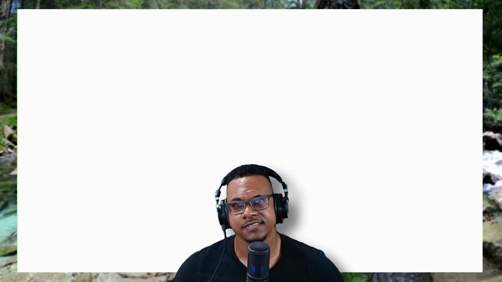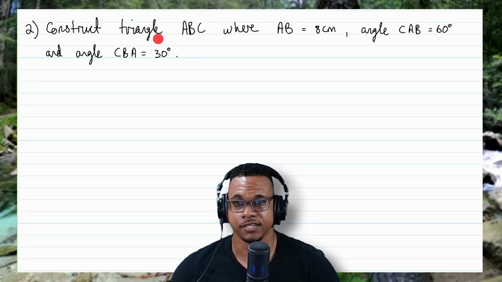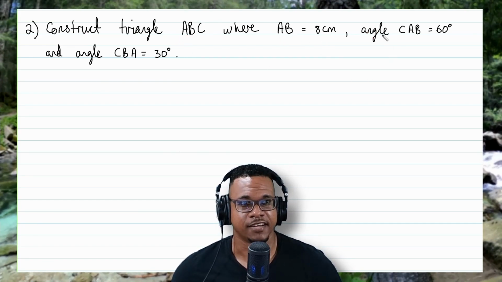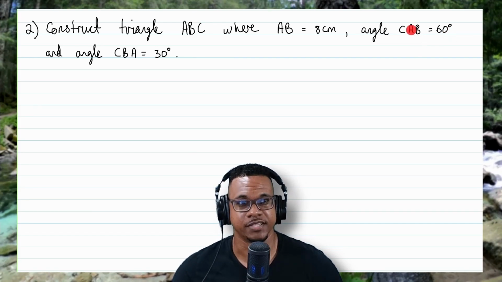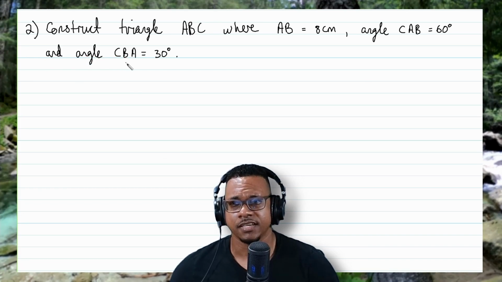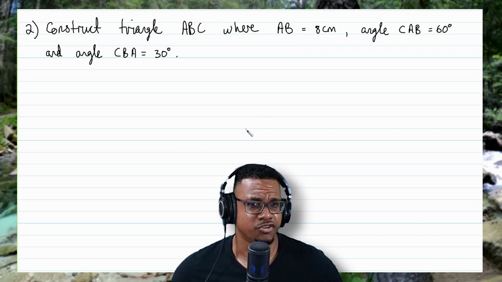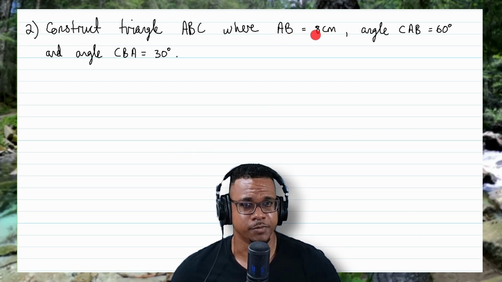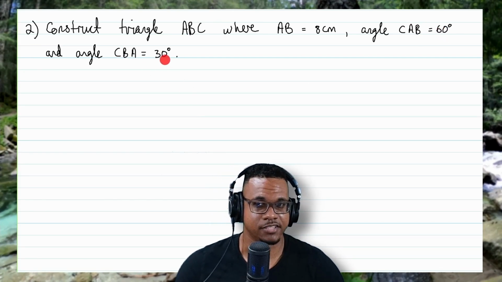Now let's move on to the second scenario where we are given two angles and one side. So here I have my second question where we're going to construct triangle ABC, where the line segment AB is 8 centimeters. We have angle CAB is 60 degrees, so that means the angle is located at point A, and angle CBA is 30 degrees. That means the angle is located at point B. So we are drawing a line segment 8 centimeters long, that will be AB. At point A, we are constructing 60 degrees, and at point B, we are constructing a 30-degree angle.